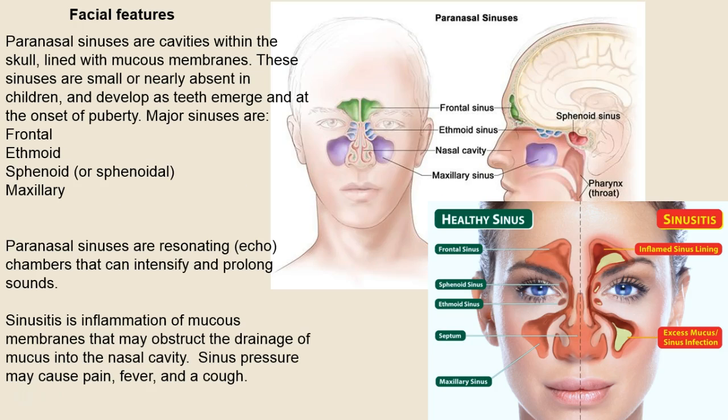Facial features. Okay, paranasal sinuses. We ignore these guys when they're working, and then we curse them when we get a sinus infection called sinusitis. In infants and small children, they don't even have these, so they don't develop sinus infections until onset of puberty. Major sinuses: the frontal, ethmoid, sphenoid, maxillary, right there. Sinusitis.